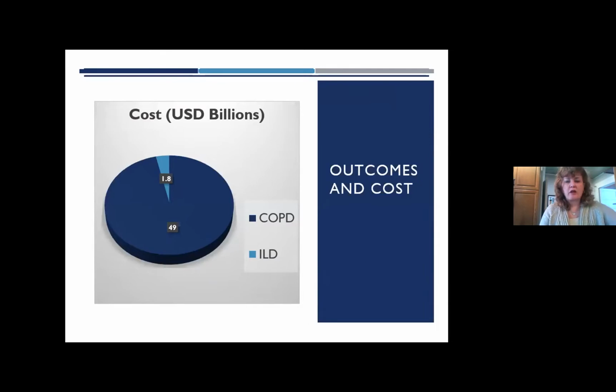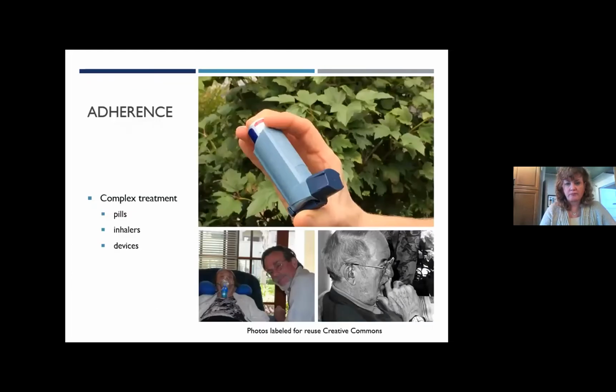Because of these high rates of symptomatic diseases as well as excessive morbidity, you can see that there are high rates of hospitalizations and emergency department visits that are really driving the primary costs of these diseases, resulting in about $49 billion in costs for COPD and nearly $2 billion for ILD. And these are primarily related to acute healthcare utilization, but there's also indirect things like shorter survival.